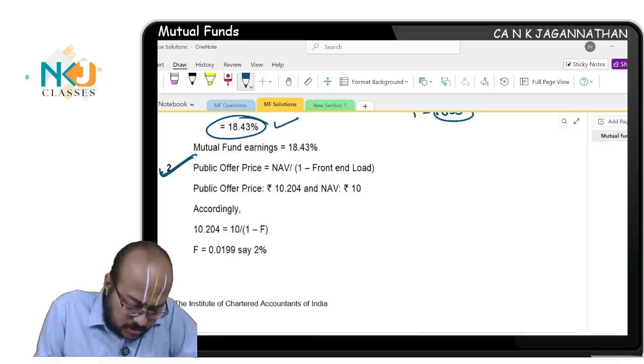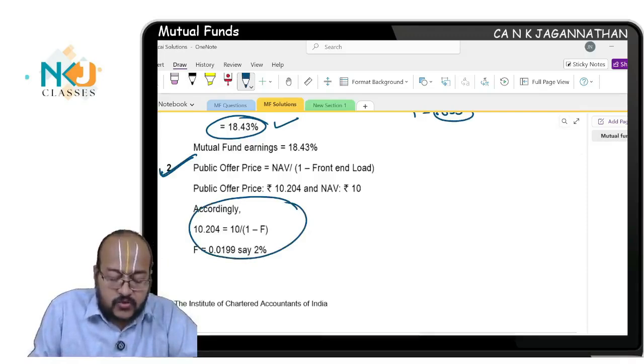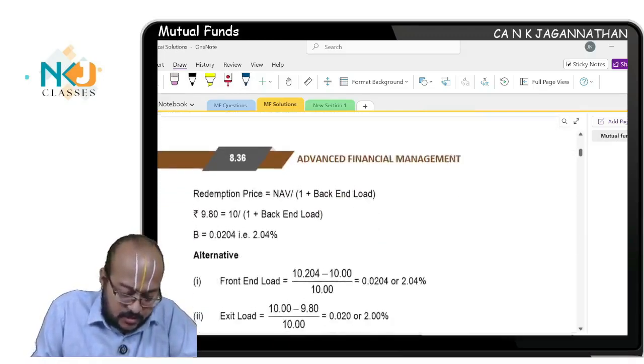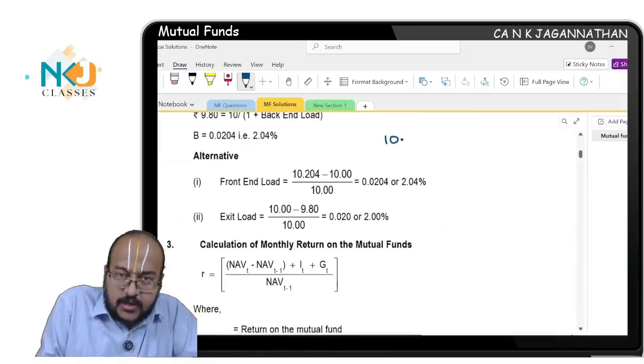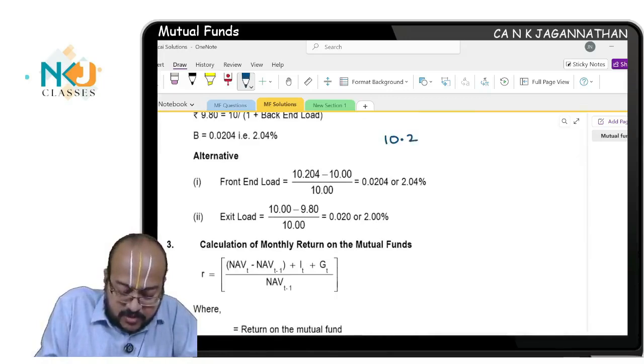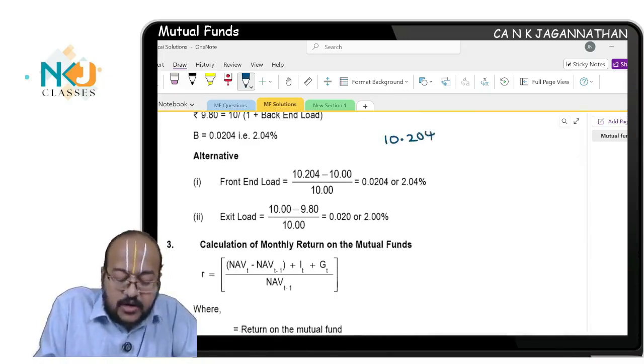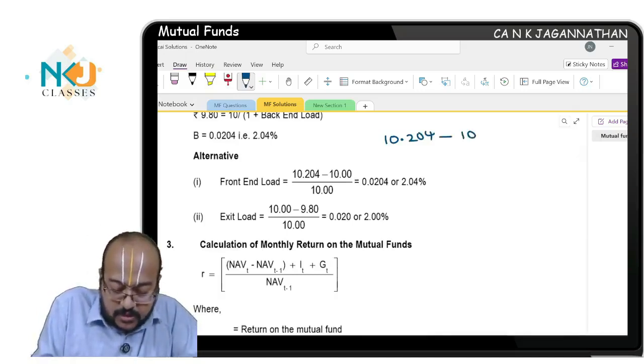This solution is not required. They have shown an alternative solution. This is not required. See here how to find it. Very simple. This is the price at which the investors are subscribing, which will include the entry load. What is the difference? 10.204 minus 10 divided by 10, you will get 2.04%.